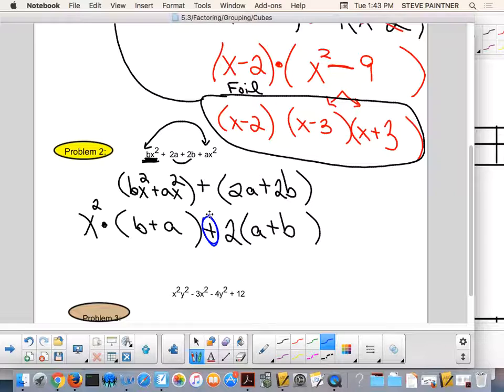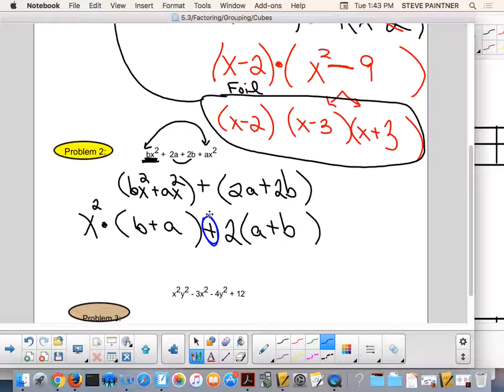Do you see anything in common? A plus b. Is a plus b the same as b plus a? Yes. If you don't know, just put a number in. 3 plus 4 is 7. 4 plus 3 is 7. It's the same number, guys. This is the GCF. It's common. So we're going to take out what?